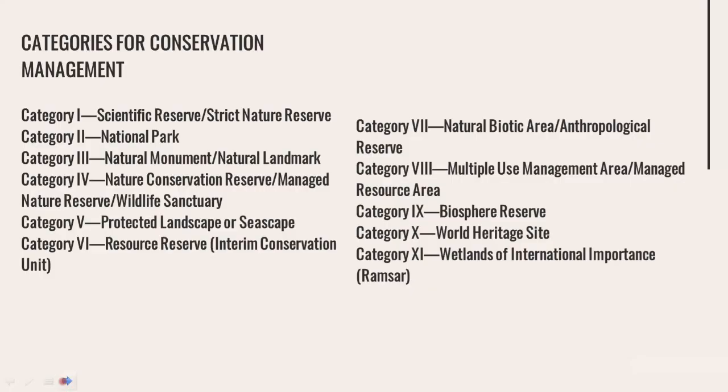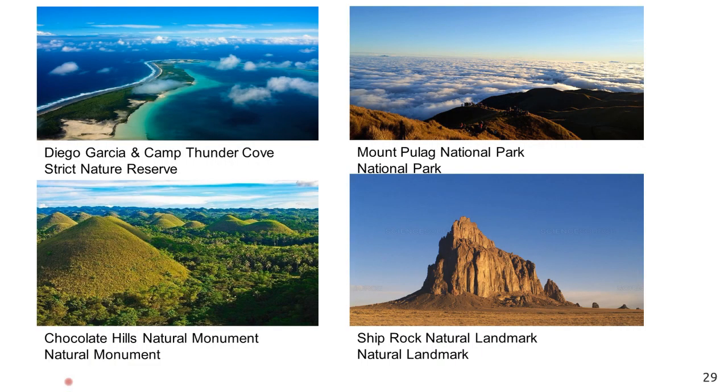So next one is that we have the categories for conservation management. So we have 11 categories for conservation management. So, isa-isahin natin siya together with some examples. So, the category number 1 is the Diego Garcia Camp and Thunder Cove.